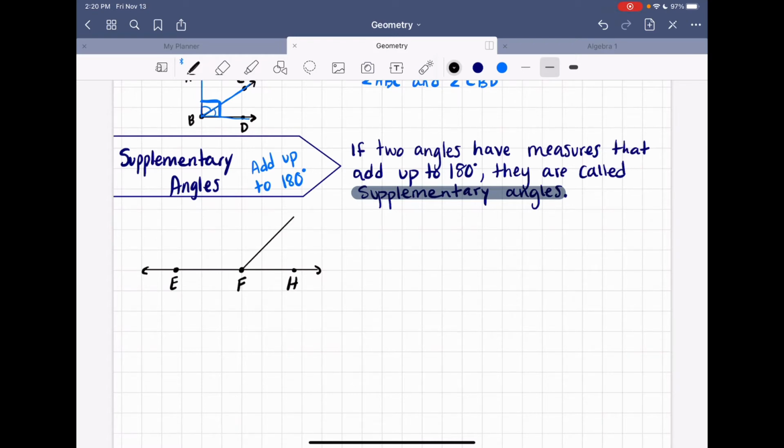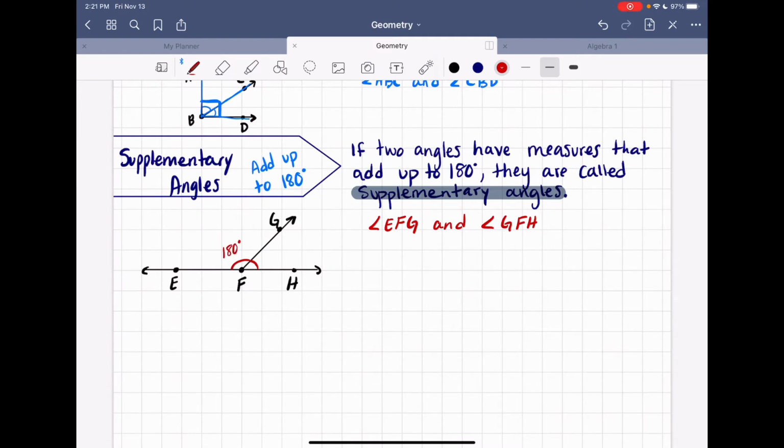So for example, angle EFG and angle GFH are supplementary. So that is combined, this plus this is 180 degrees.